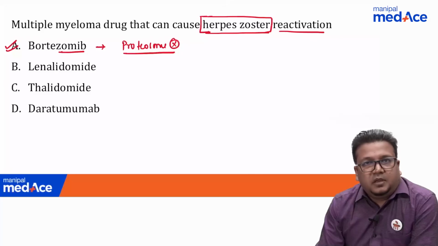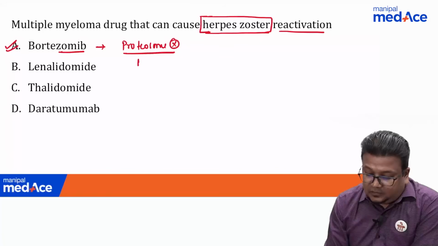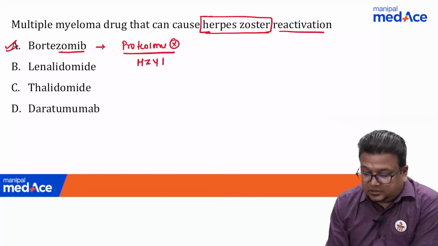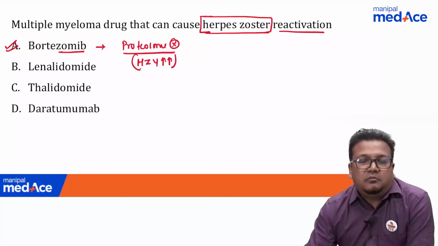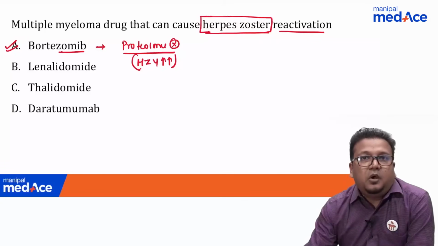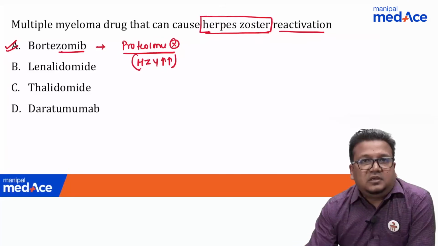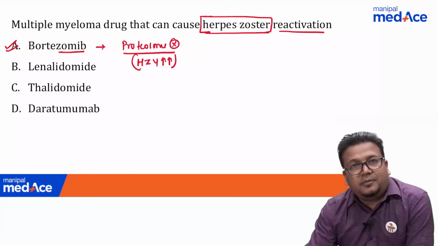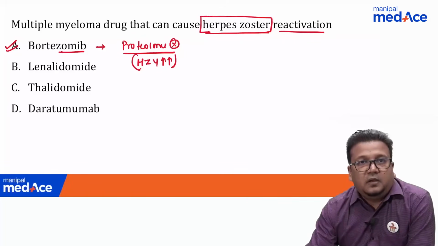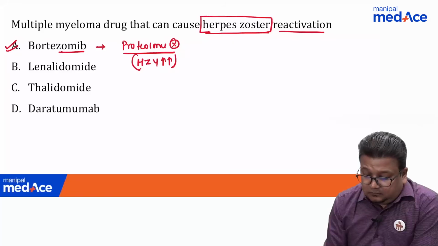Carfilzomib, bortezomib, one of the first line drugs for treatment of multiple myeloma, and they can cause reactivation of herpes zoster infection. Maximum reactivation of herpes zoster has been seen with bortezomib or corticosteroids, which are both used. But again, a study has shown that bortezomib has the maximum incidence of herpes virus reactivation. So that will be the answer.